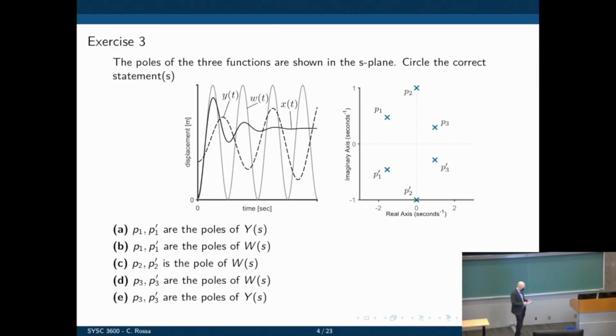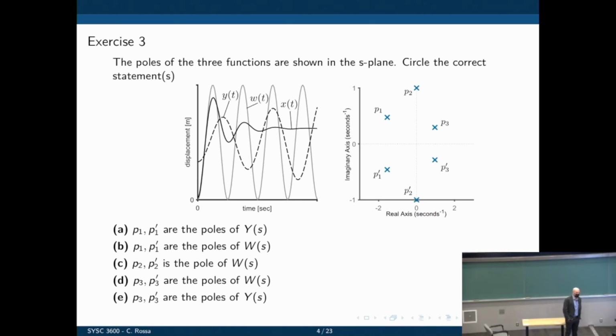All right, so if there are no questions now, I'll let you answer exercise 3, based exactly on what we discussed. It's exactly the same type of question, but now we have a different set of poles and different time responses. So start by associating each time response with a set of poles. And then we'll take it from there. We'll see which one of these statements is correct.